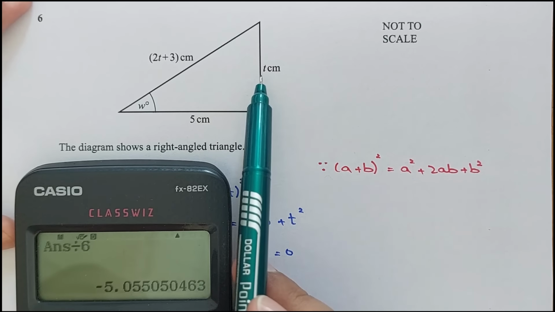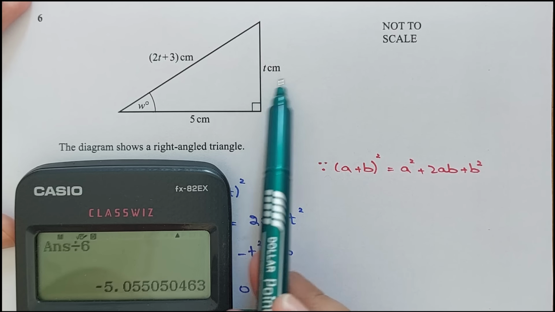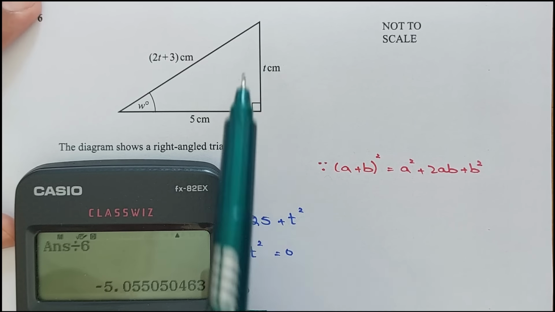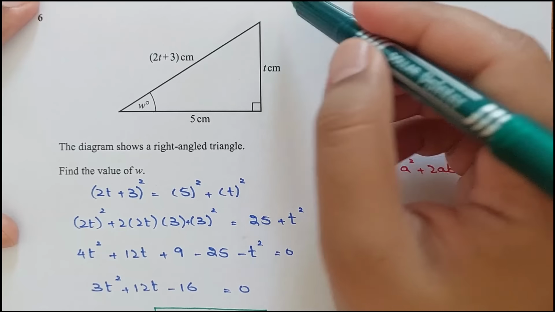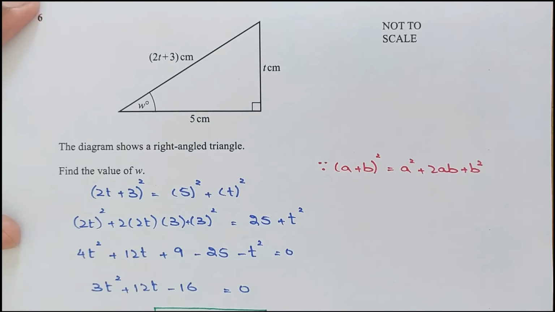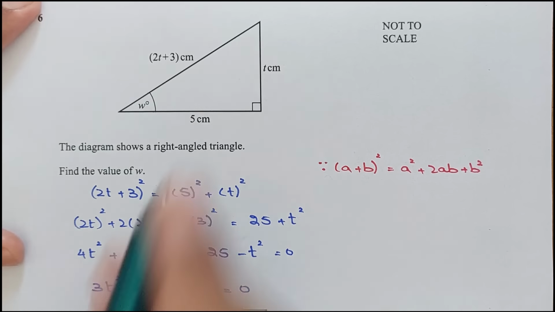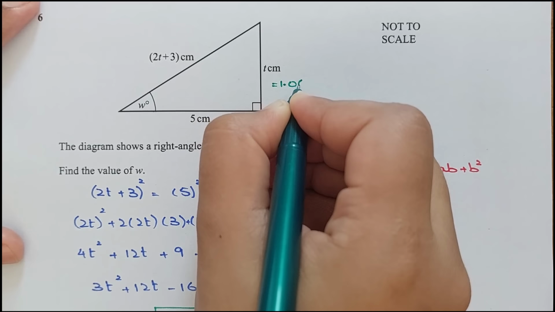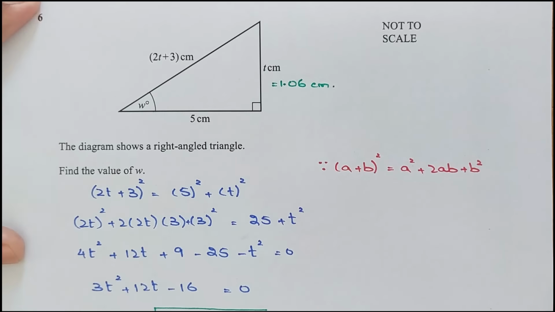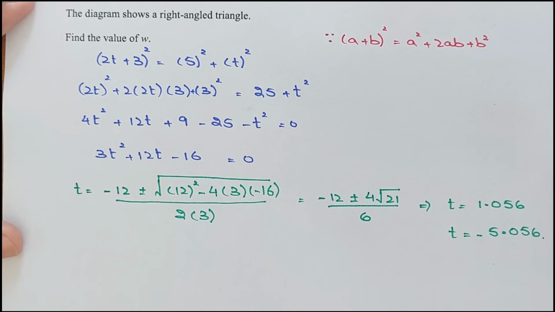Since t is the dimension, it will never be negative. Dimensions are not negative. It is a length or the width of the triangle, so it is not negative. That is the height of the triangle, and it is used on the hypotenuse of the triangle as well, so it will never be negative. So we have to pick the positive one, and the positive one is 1.06 centimeter. All right, so we got the value of t.